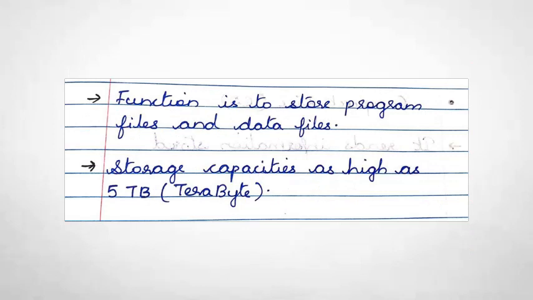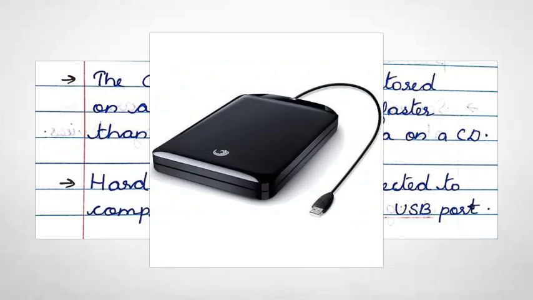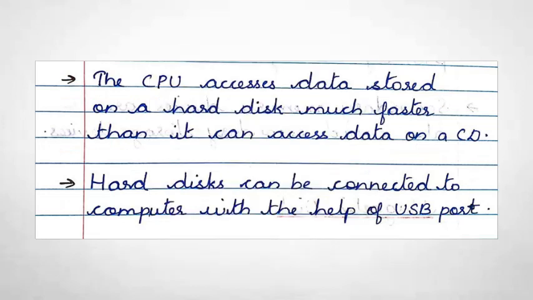It comes in a variety of sizes with storage capacities as high as 5 TB or even more. The CPU accesses data stored on a hard disk much faster than that on a CD. External hard disks are also available. It can be connected to any computer with the help of universal serial bus, that is USB port.